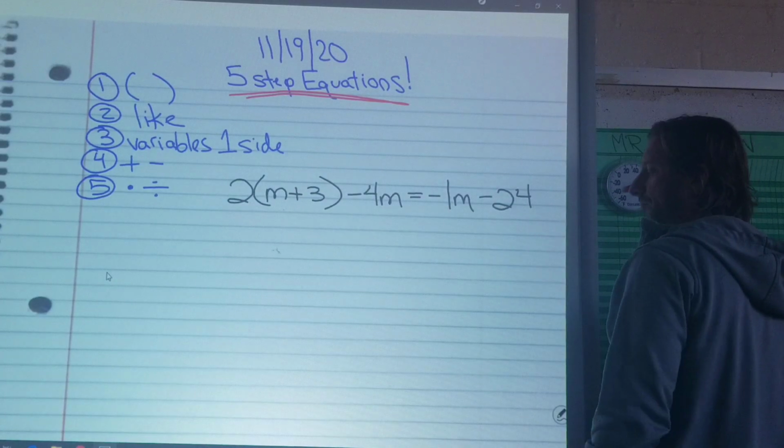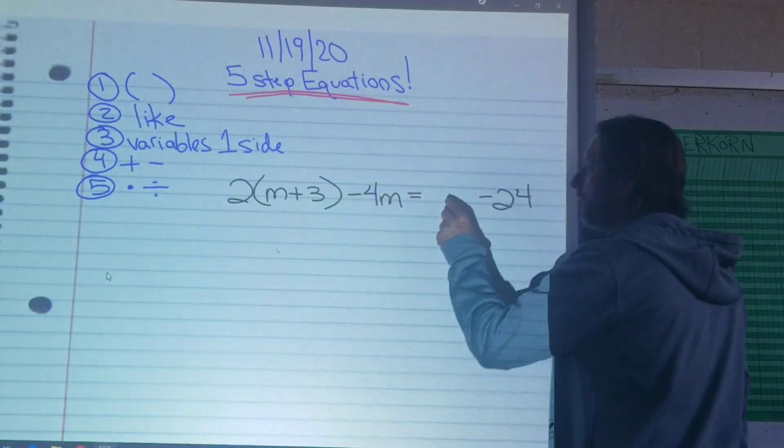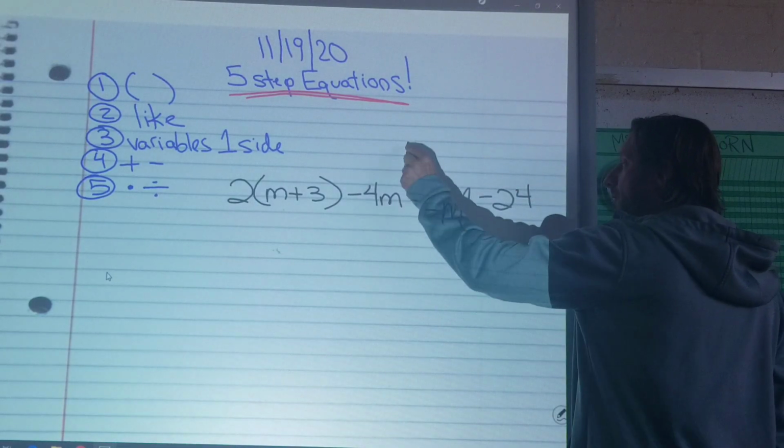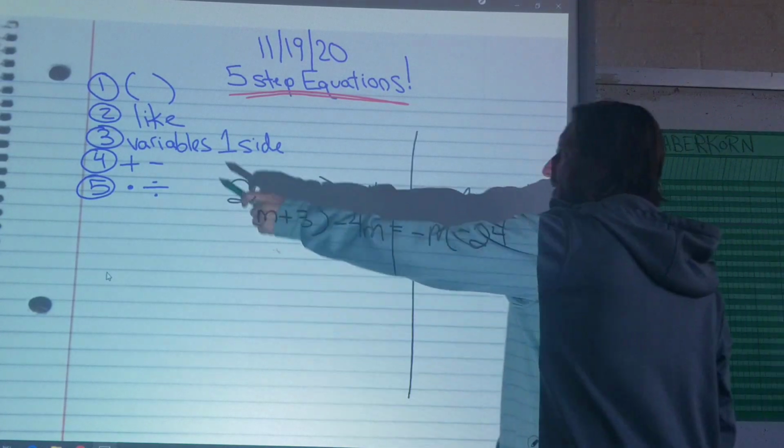All right. This time, you're not going to see -1. All right, so here's a big, long, at least 5-step equation, okay? It's got a little bit of everything in there. It's got parentheses, it's got some negatives, it's got some like terms, variables on one side, everything. So we'll start off with that first step, parentheses.